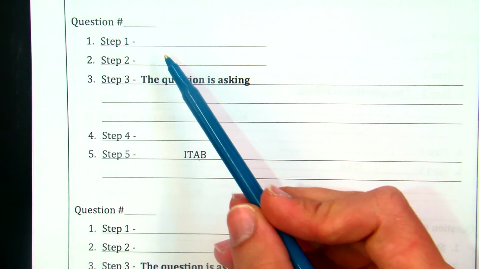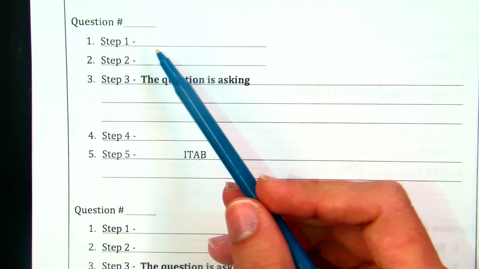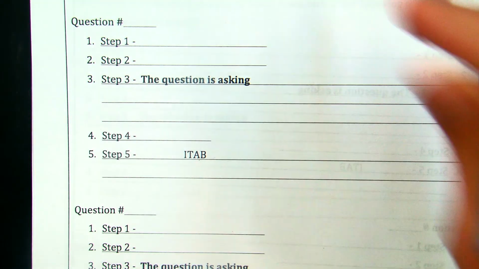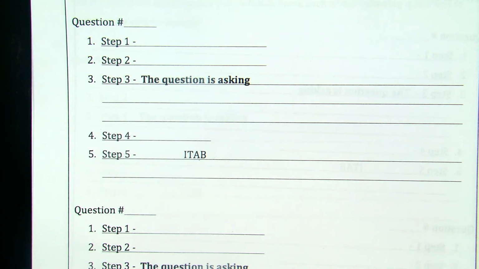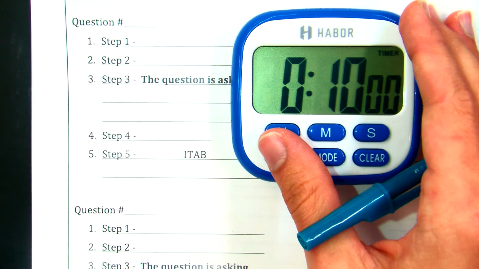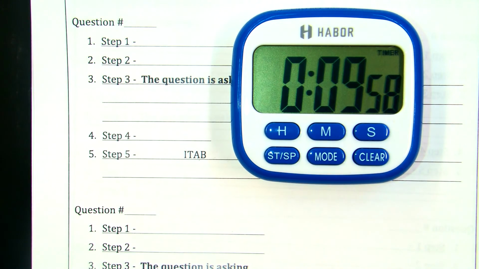So right now I'm going to set the timer for about 10 minutes. By the end of these 10 minutes, you should have finished your 5 steps of question analysis for questions 1, 2, and on the next page, 3 and 4. Choose your 4. 10 minutes is starting on the timer, and begin.